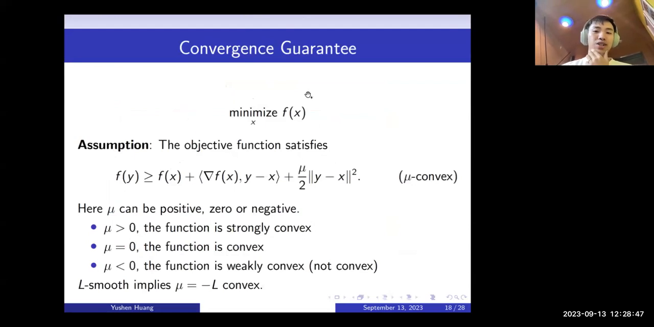Yeah. And then some convergence guarantees. Talking about those experiments, we also have some theoretical contributions for these methods. The first thing is that we need some assumption on the objective function: it should satisfy this mu-convexity condition, where mu can be positive, negative, or 0. When mu is larger than 0, the function is strongly convex. When mu is 0, the function is convex. And when mu is smaller than 0, the function is weakly convex. L-smoothness implies negative L-convexity.